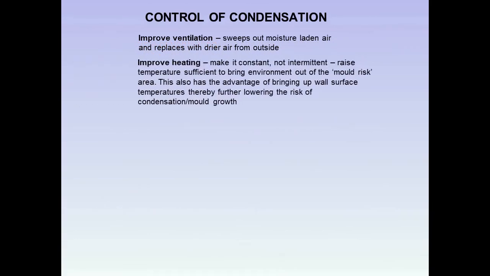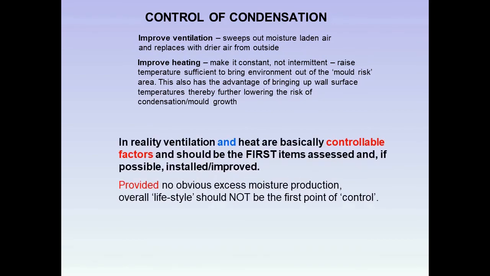Improve heating, make it constant, not intermittent. It has other advantages of raising the temperature of surfaces of walls, etc., and lowering the humidity in general, therefore lowering the risk of condensation and mould growth. In reality, ventilation and heat are basically controllable factors and should be the first items assessed, and if possible installed or improved. Provided there is no obvious excess moisture production, lifestyle overall, namely putting lids on pots and pans and other items, should not be the first point of control.